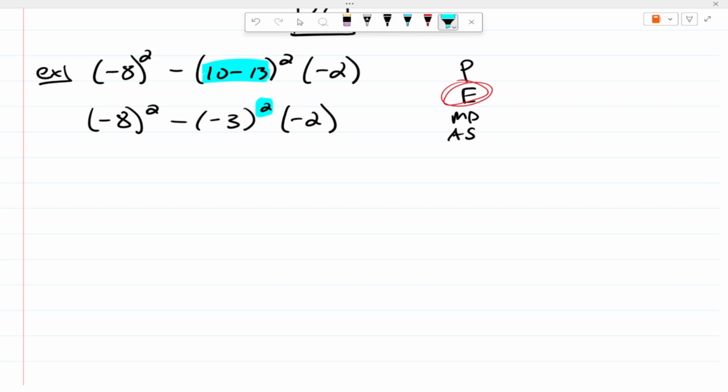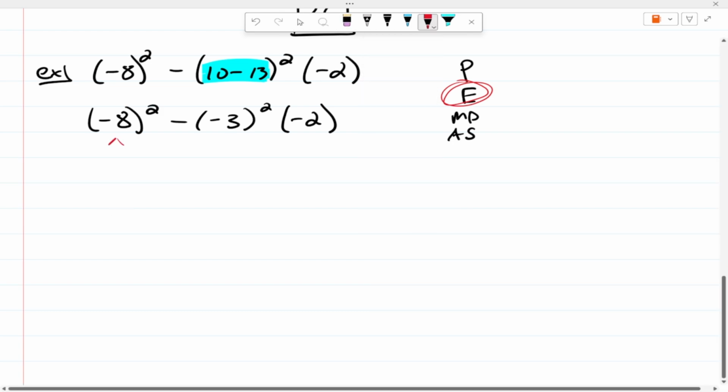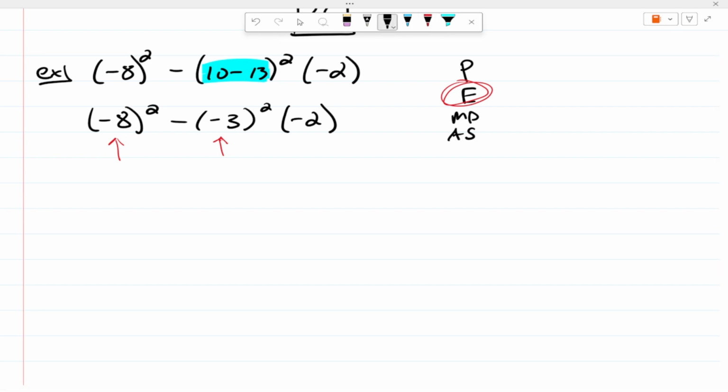So let's go ahead. We'll go right down the list. Anything with an exponent, we're going to simplify. That is right here and right there. So the quantity -8 to the second power is positive 64 minus the quantity of -3 raised to the second is positive 9 times -2. So be very careful, okay?